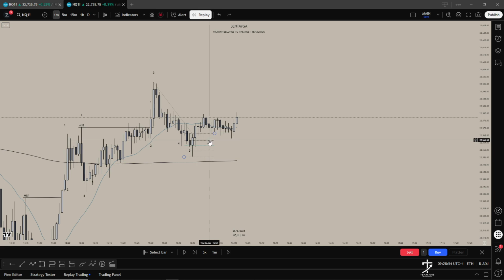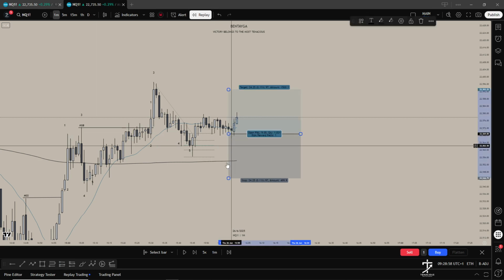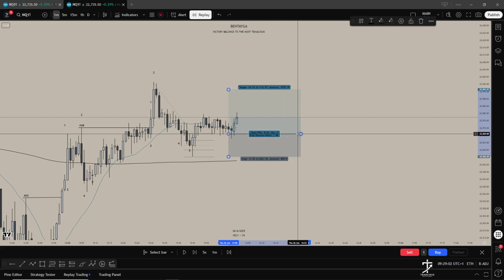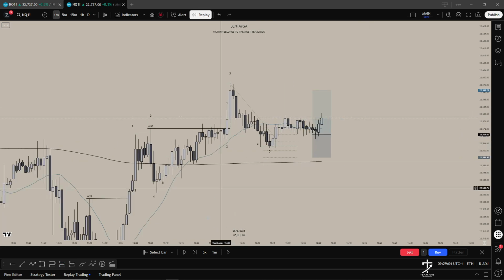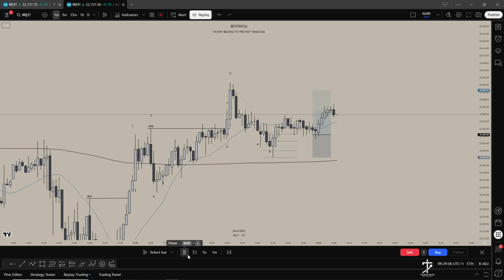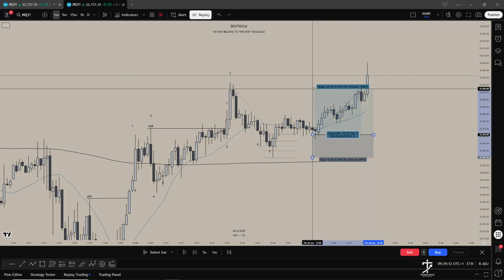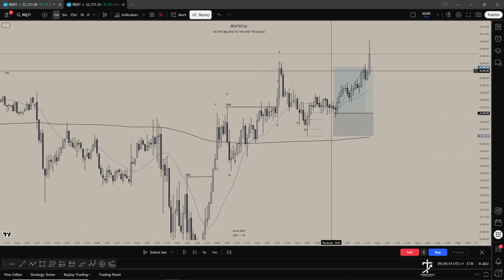I mean, I haven't showed you guys the other entry, but there is a way to get in without having to wait. Once you let price play out, you get your winner right there. And then that's you done.